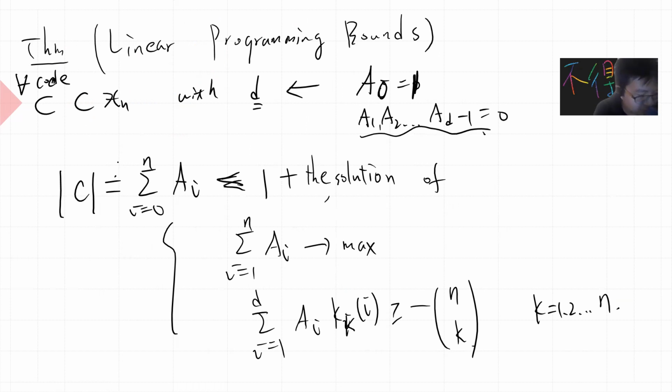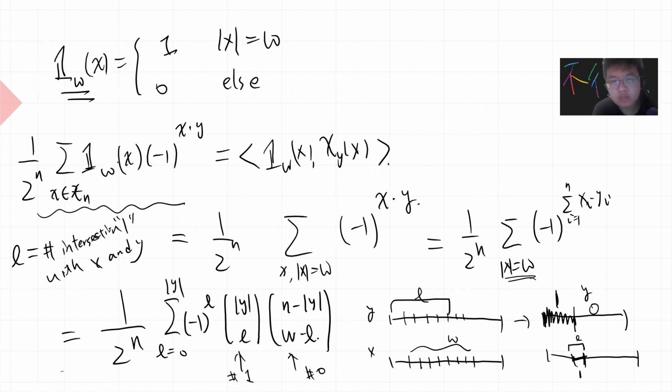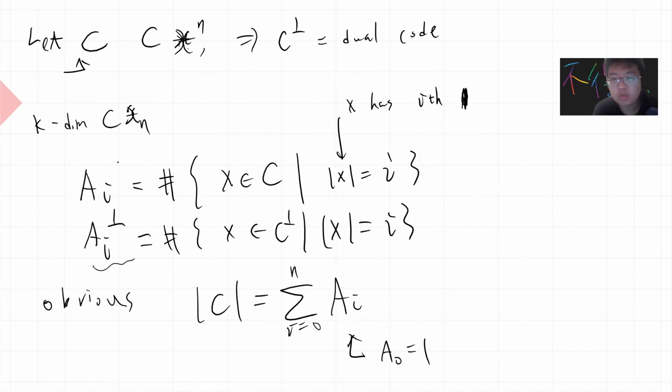Okay, this is the thing I want to say here. So we derive this linear programming bound by using this Fourier transformation and Kravchuk. In the next video, I will prove the orthogonality of Kravchuk, and I will say more about the usage of this Fourier transformation of Boolean functions.